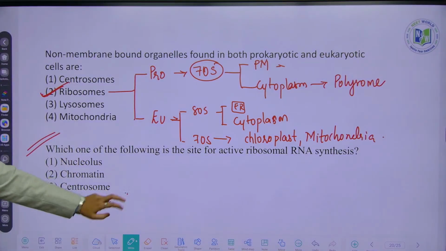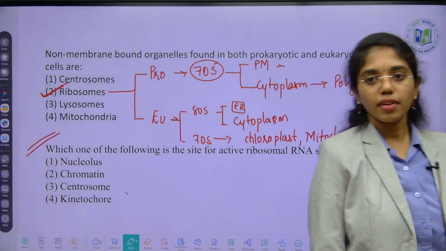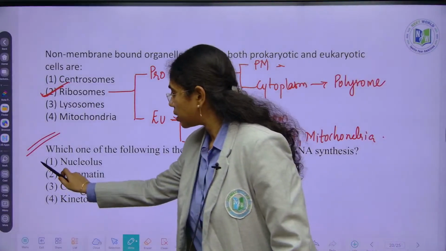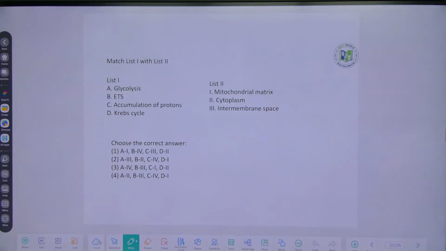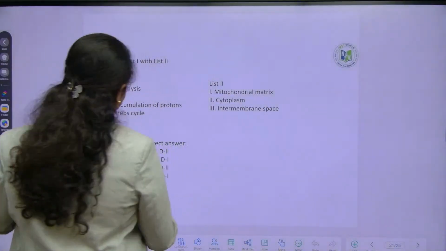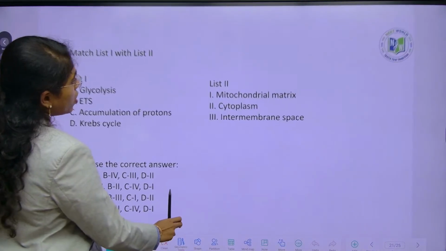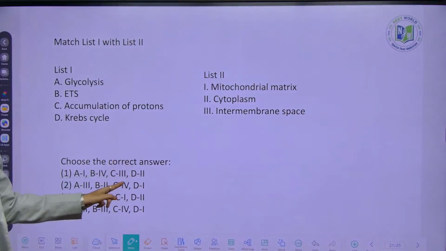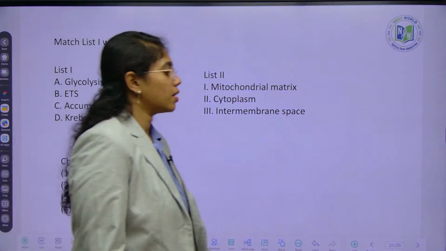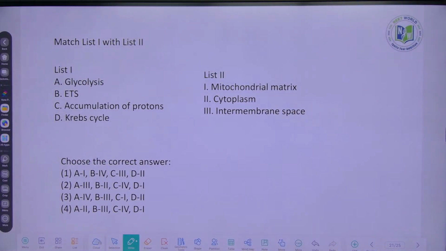Next, this question. Nucleolus, tRNA, mRNA, nucleoplasm. What is the RNA polymerase involved? RNA polymerase 1. Next question. Of course, this is from respiration also, but it is connected to mitochondria structure, so I have picked this. Very good. Keep answering.